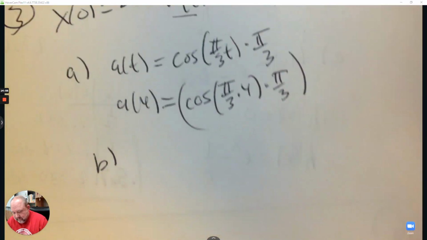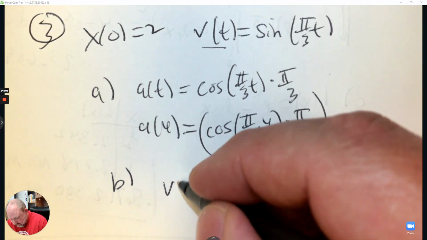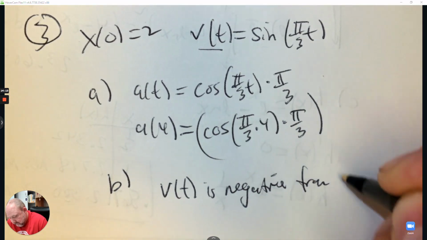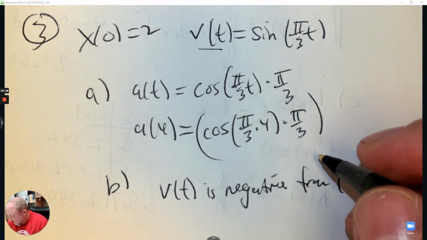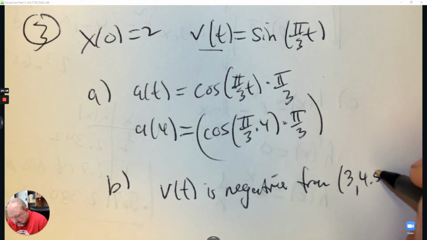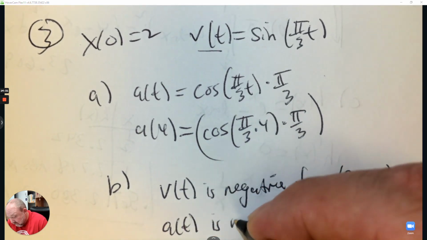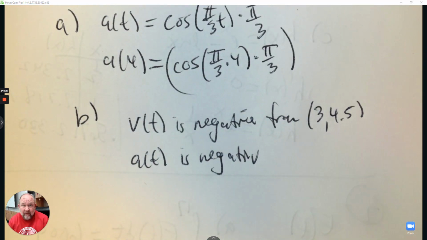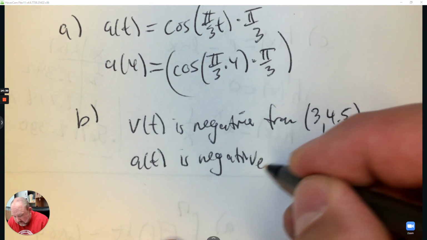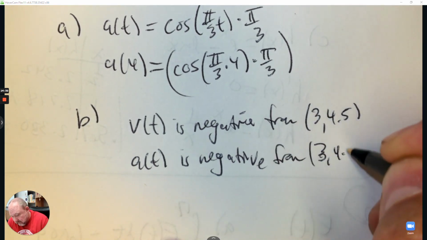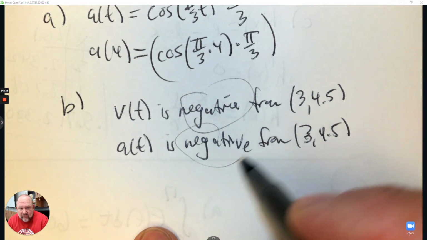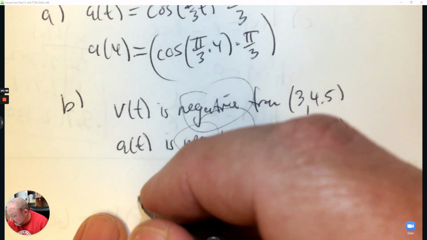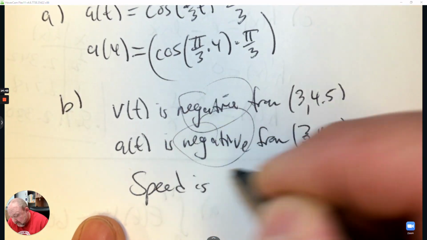So first of all, the velocity is negative from, what are the two numbers? From 3 to 4.5. The acceleration is also negative because it's decreasing. So when the velocity is decreasing, so it's not just below the axis, but it's decreasing, it's also negative from 3 to 4.5. When these match, what that means is the velocity is increasing, or the speed is increasing, because the signs match.